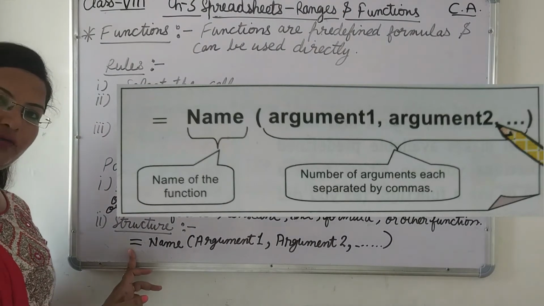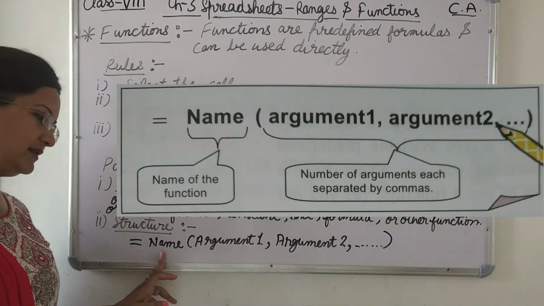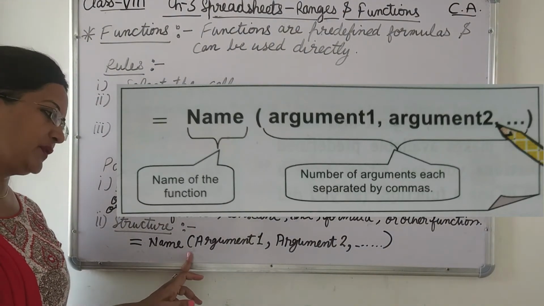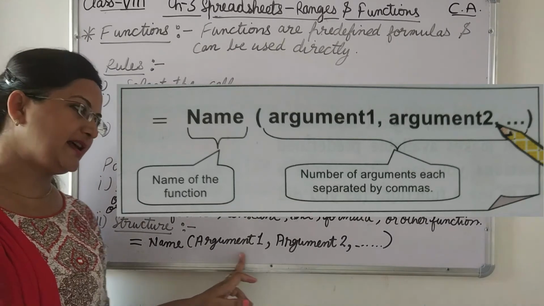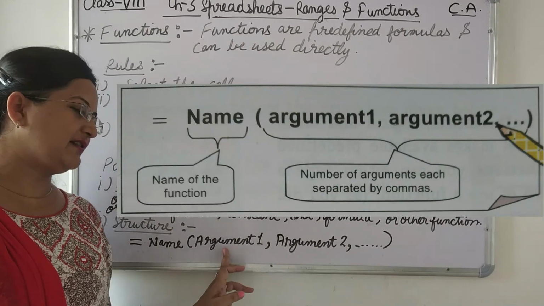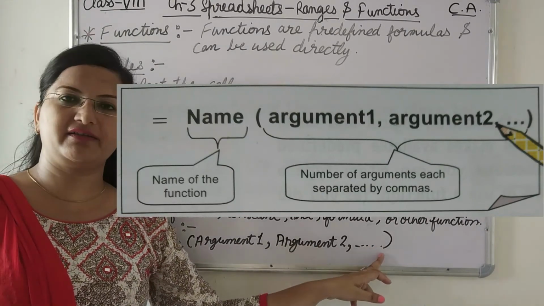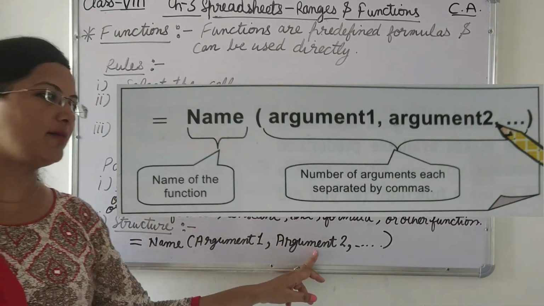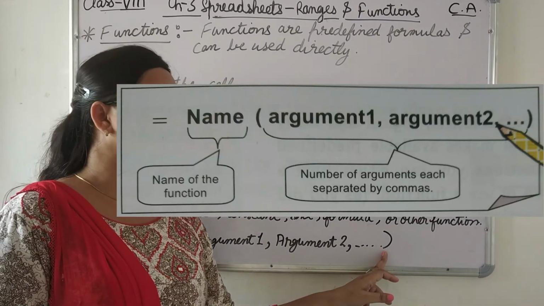What we have to do? Equal to symbol, function name, opening parenthesis. Then we have to write a list of arguments separated by comma. See, here we can write 2, 3, any number we can write inside it, separated by comma, and then we have to close the parenthesis.